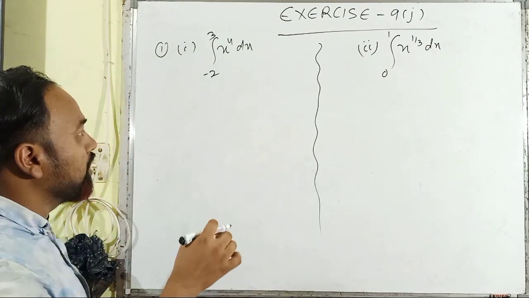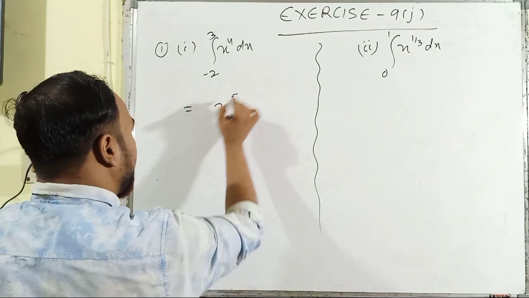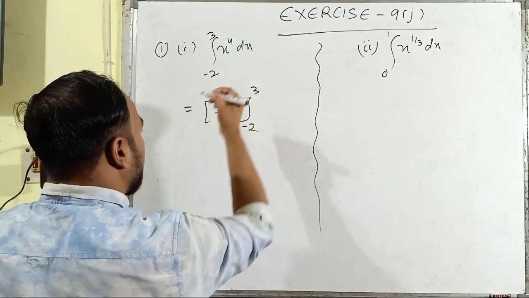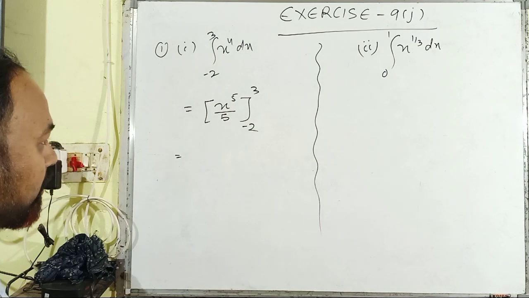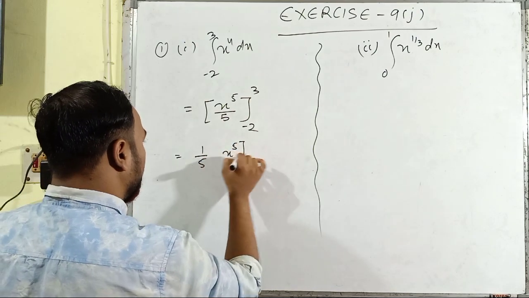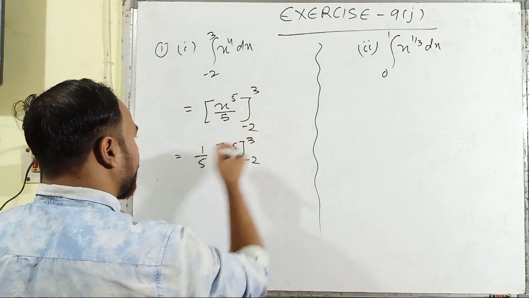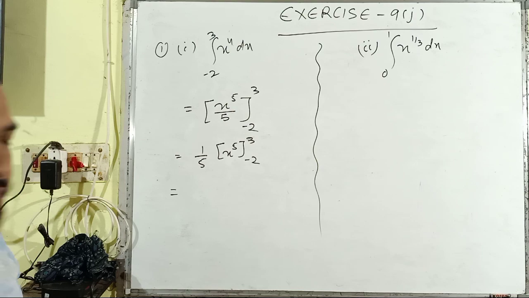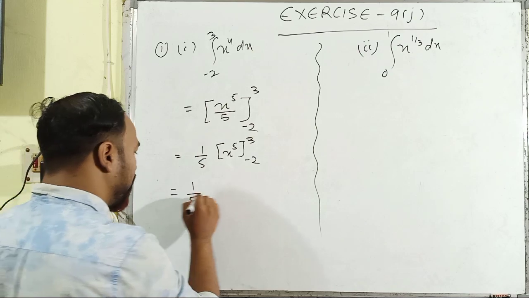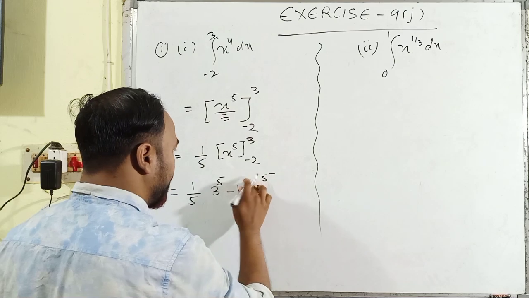So first of all, we have to find the integral of x to the power 4 with respect to x, and that is x to the power 5 divided by 5 from the lower limit -2 to the upper limit 3. Then we have to take the constant outside of the operations. Then this is 1/5 x to the power 5 from -2 to 3. First of all, we have to put the upper limit value in place of x. Then we have to put the lower limit value in place of x. So it will be in the form of 1/5 [3 to the power 5 minus (-2) whole to the power 5].